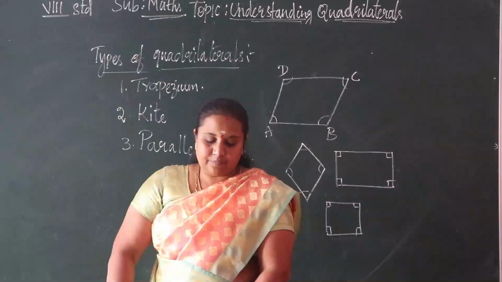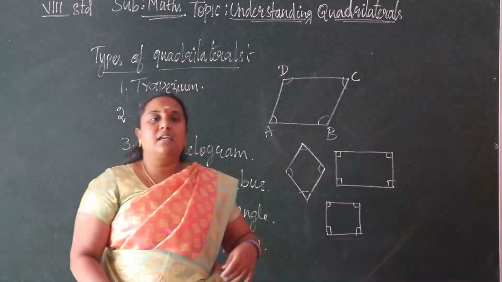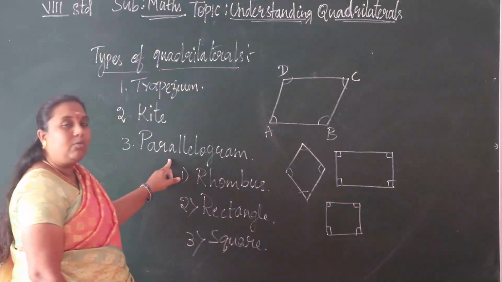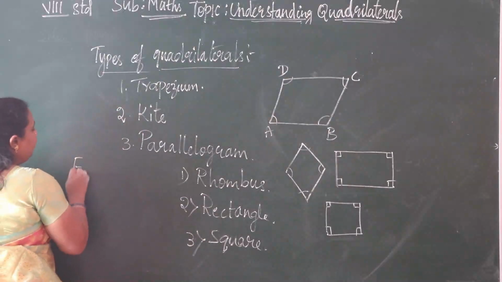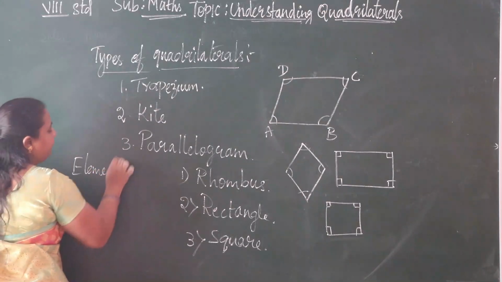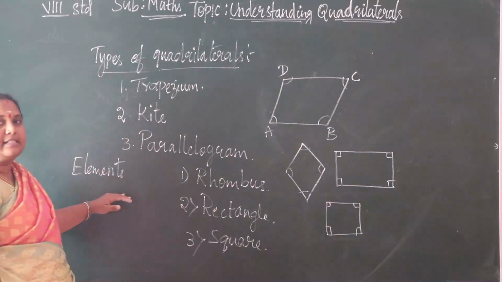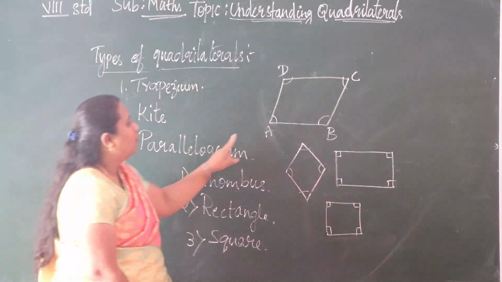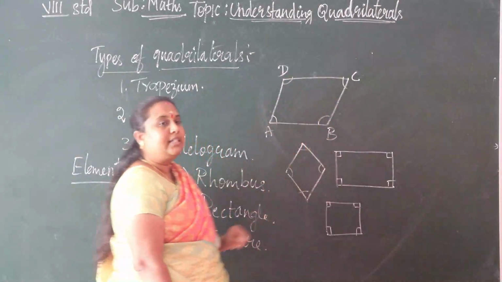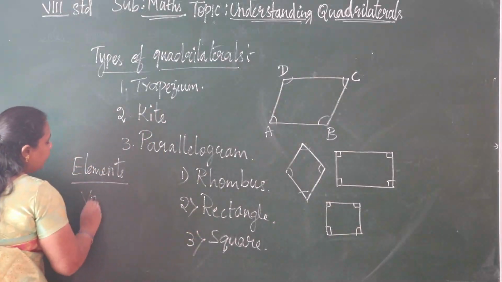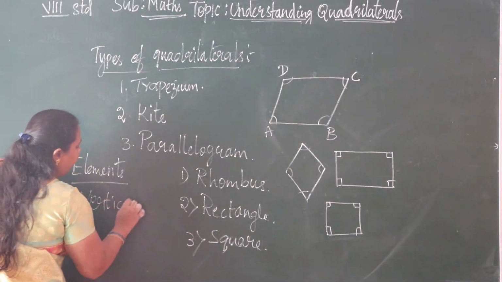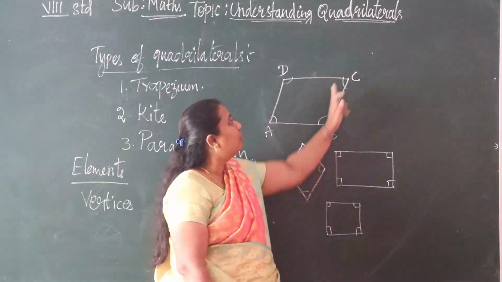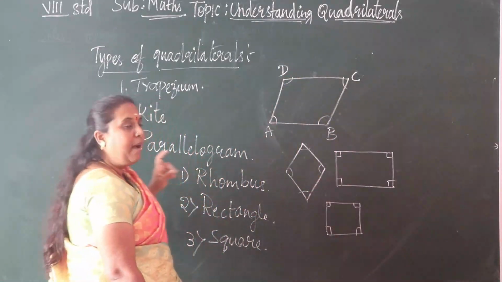So that is given in your textbook, the elements of a parallelogram. What are the elements of a parallelogram? You know the elements now, you have read them in your earlier classes itself. First, vertices. Vertices are A, B, C and D. How many vertices are in a parallelogram? 1, 2, 3 and 4 vertices.